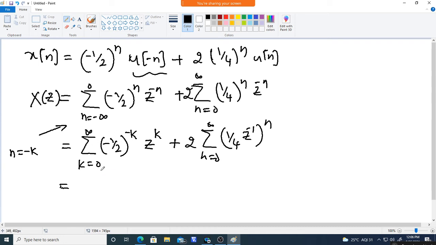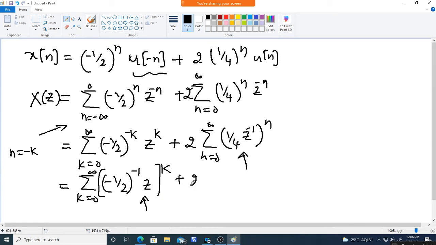Now we can again change the variable k to n, so that will become n equal to 0 to infinity, half power. Like that we can write. I will retain k, it's k only, (-1/2)^(-1) into z, this whole thing power k. Now this looks like your alpha, so I can put that value of alpha. Plus 2, n equal to 0 to infinity, ((1/4) z inverse) whole power n.